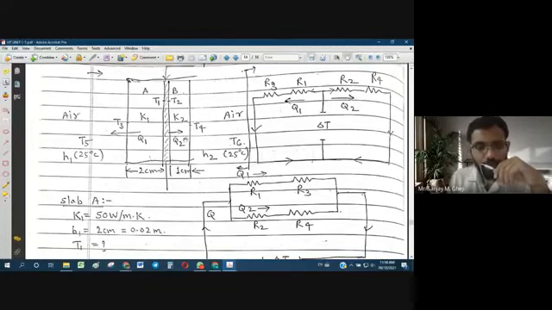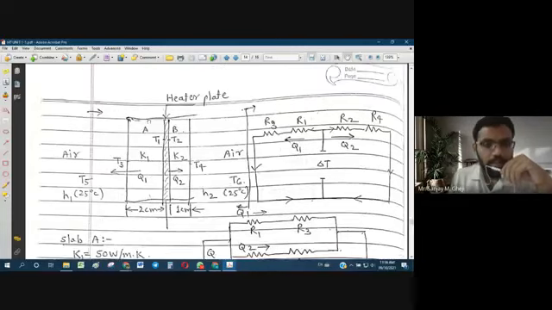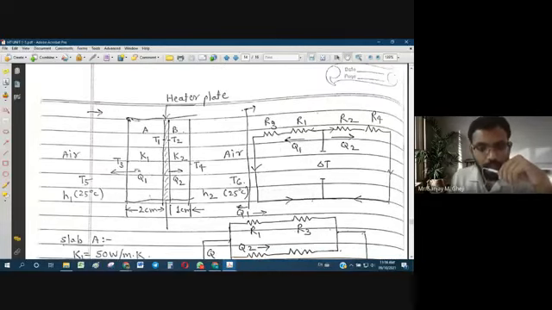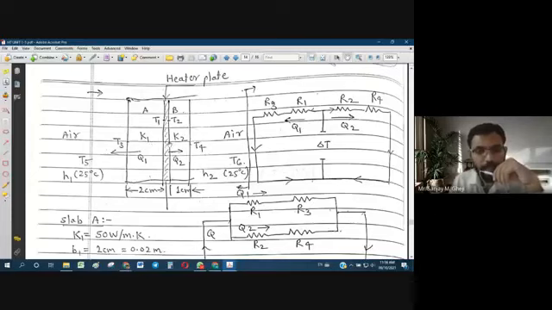Unequal distribution will happen. So the heat transfer rate will be maximum on the side which has lower resistance. Heat transfer rate is inversely proportional to thermal resistance. If thermal resistance is more, heat transfer rate will be less, and if thermal resistance is less, then heat transfer rate will be more. So this is the case of parallel connection because there are two paths. Heat is getting distributed into two paths. That is why it is parallel. In this case, the thermal resistances are in parallel connection.